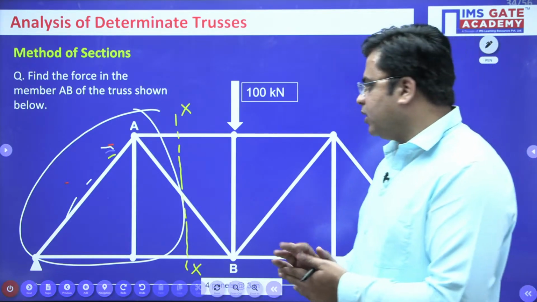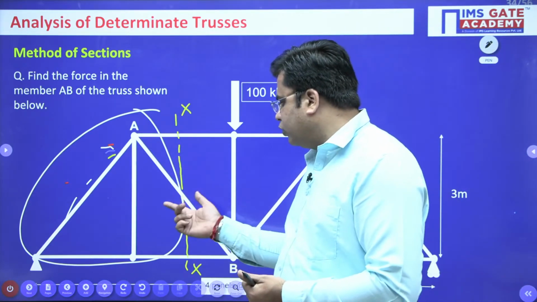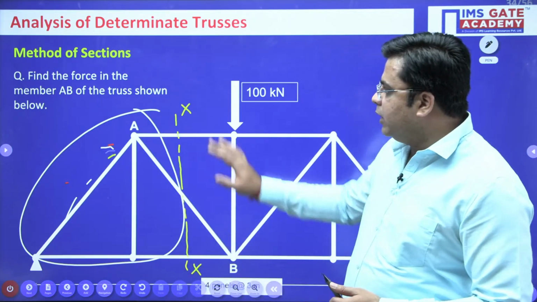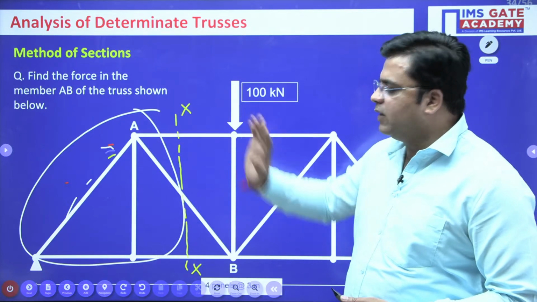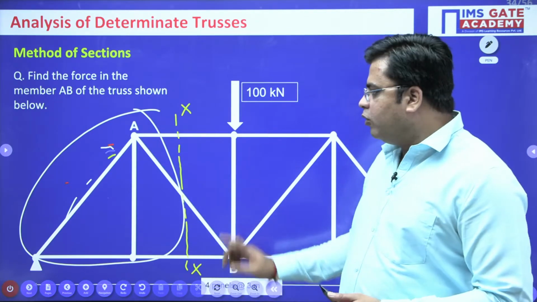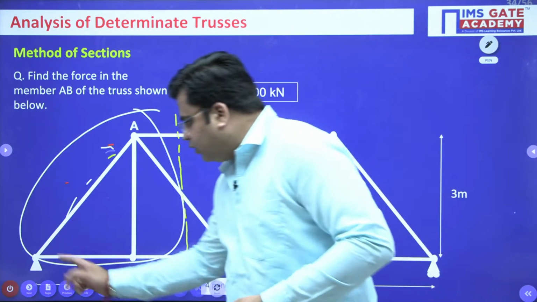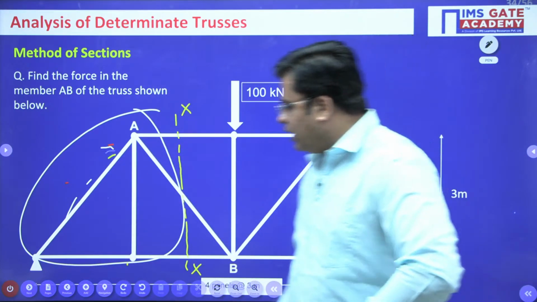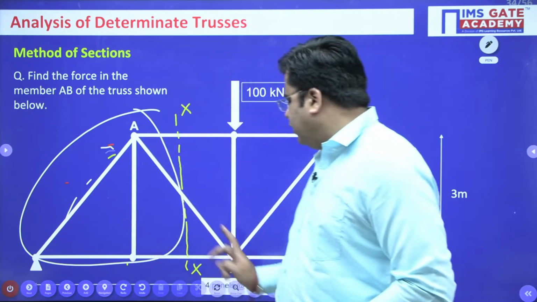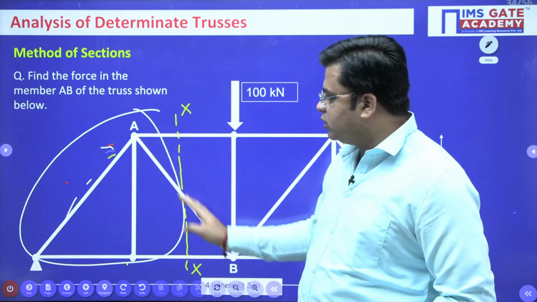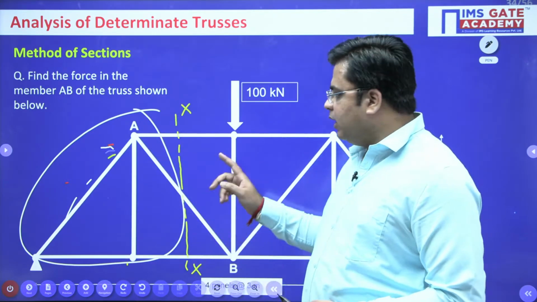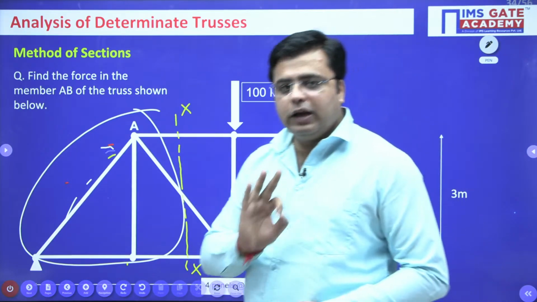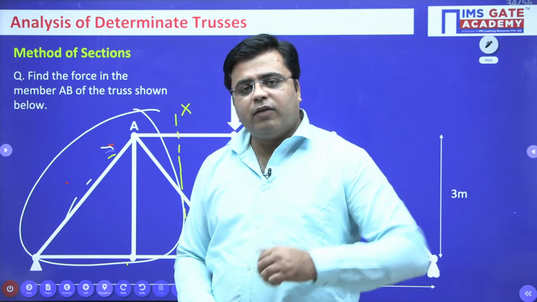For complicated trusses, in order to find the member force for the intermediate members, this method of sections proves to be the most efficient method, because if you go by the method of joints, you need to analyze every joint. To get this member force AB, you need to analyze at least 1, 2, 3 joints. But in the method of sections, you simply have to take a section cutting not more than 3 members, right?